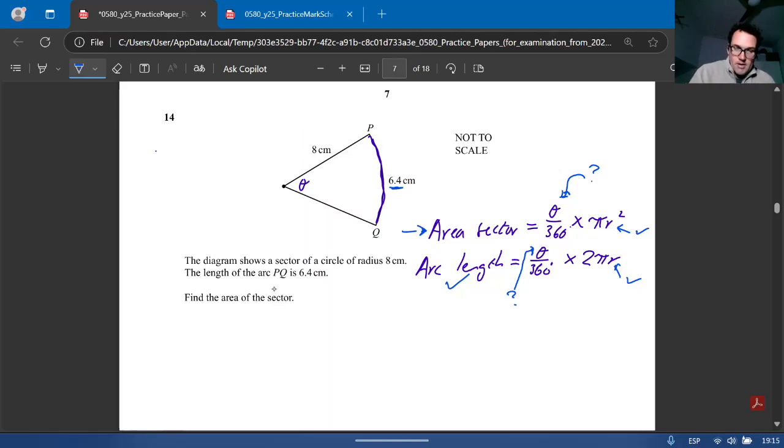The arc length is 6.4, equal to that angle over 360 times 2 pi radius. We got that 8. Alright, so what shall we do? Let's start easy. So we know it's 6.4.